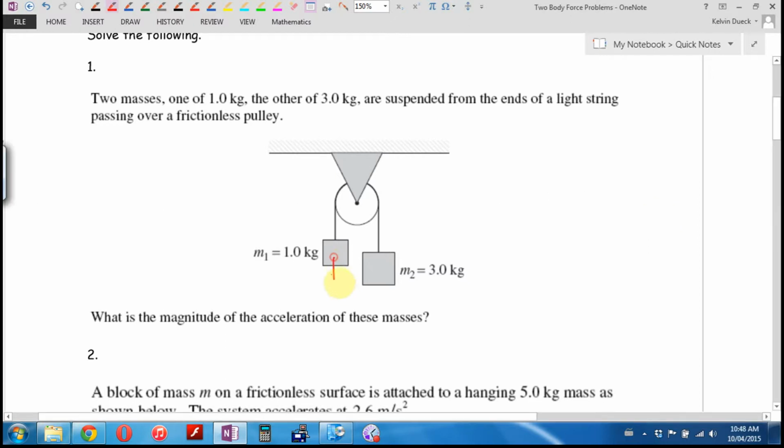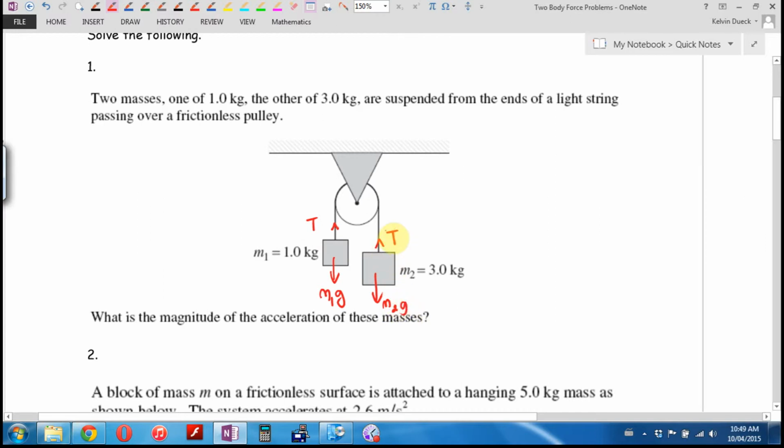What are the forces acting on the 1 kilogram mass? Gravity down. I'll call that mass 1, M1G. Is it in free fall? Say no. So there must be a force up. Who remembers what we call the force pointing up from a rope? Tension. M2G. Tension. Then I asked, who's winning?